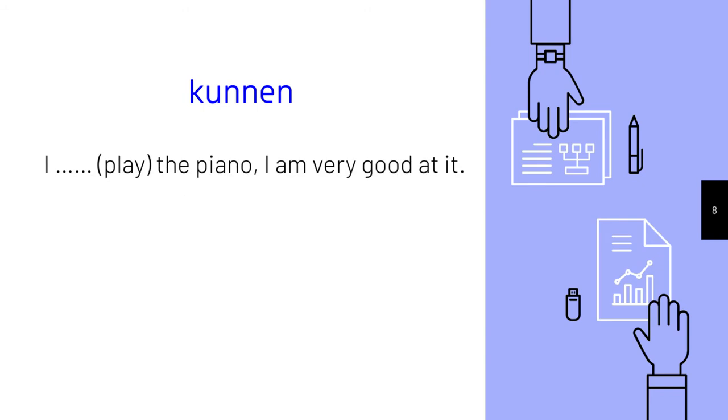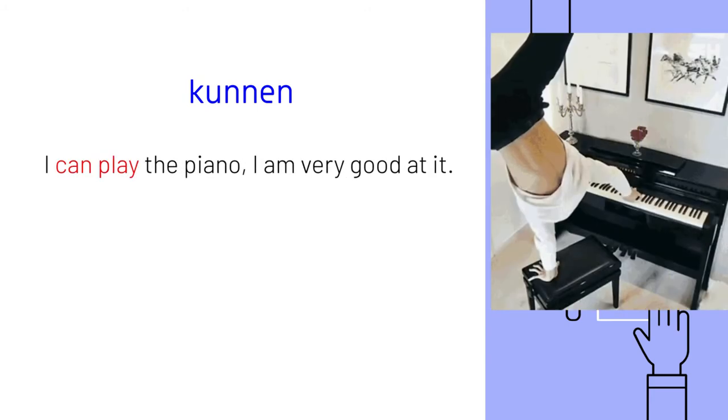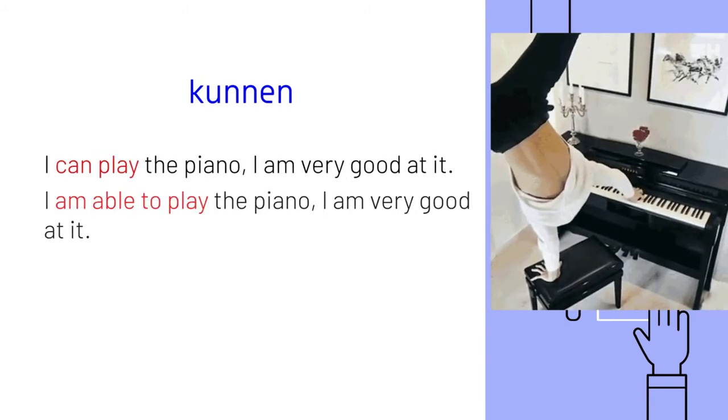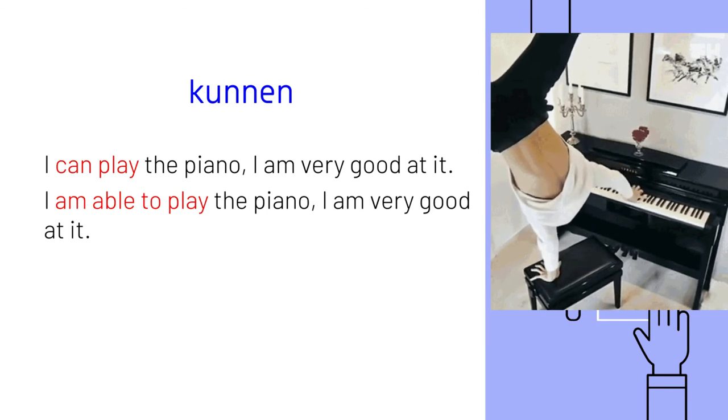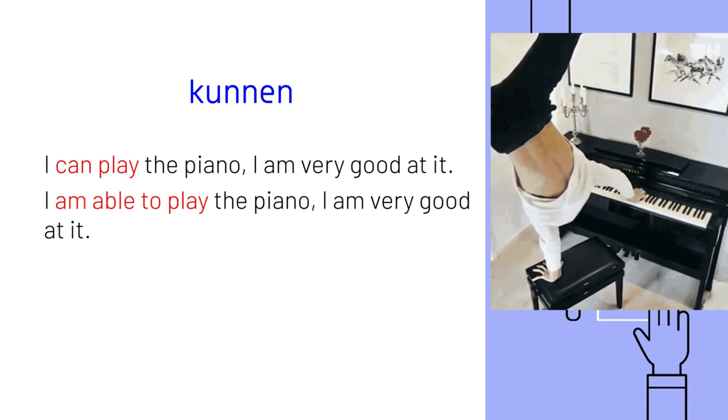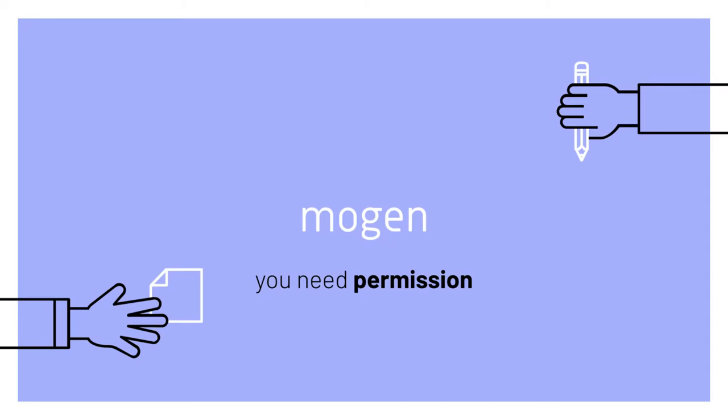So when you look at this sentence, there are two possibilities. You can say, I can play the piano, I'm very good at it. Or you can say, I am able to play the piano. That is kunnen. There's also mogen. For mogen, you need permission.